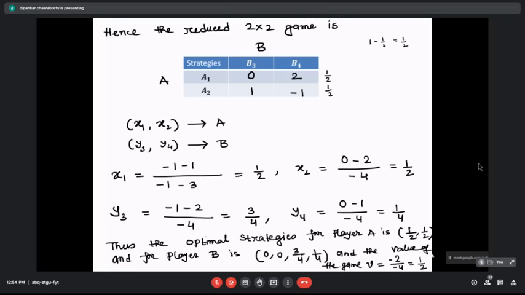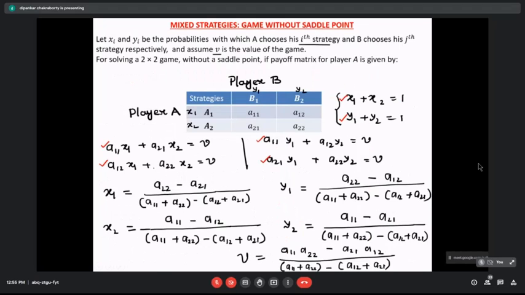Yes, sir. So now I hope you have understood the purpose of writing this. A11x1 plus A21x2 is V, V is the value of the game. A12x1 plus A22x2 is equal to V. A11y1 plus A12y2 is equal to V. What is the purpose of writing those things? Now I hope you understand. Clear to all of you?